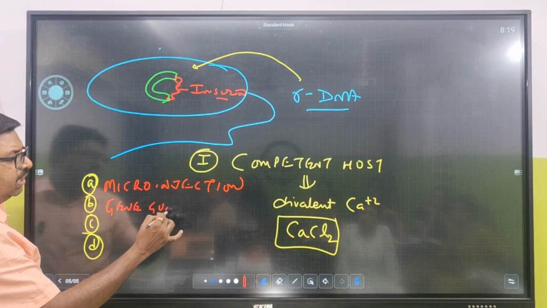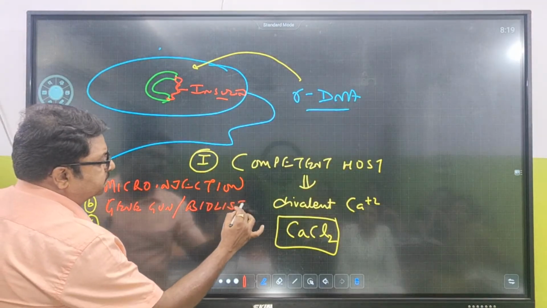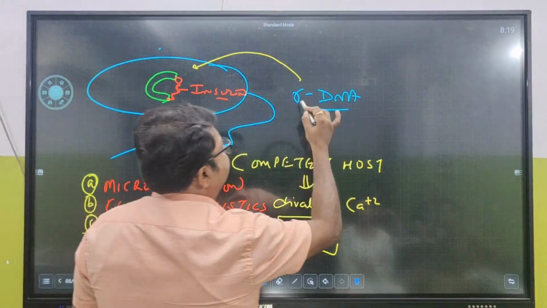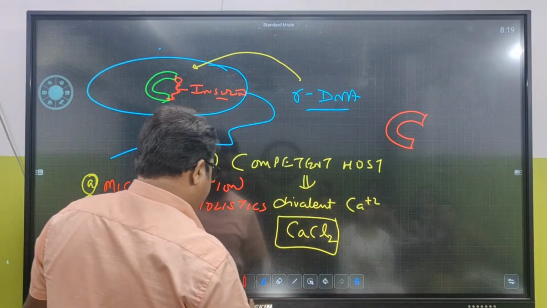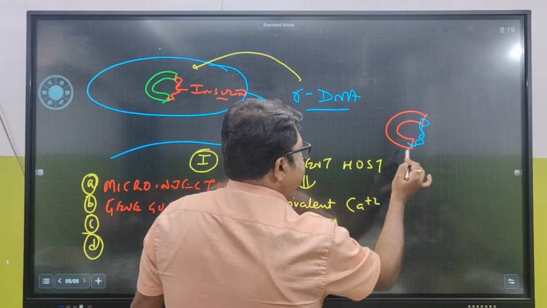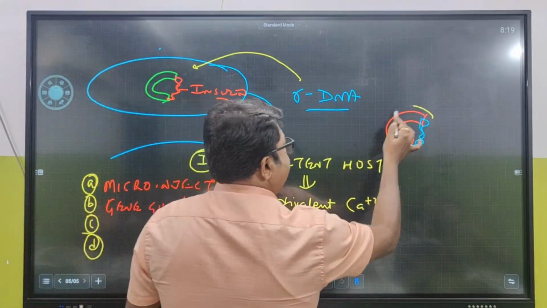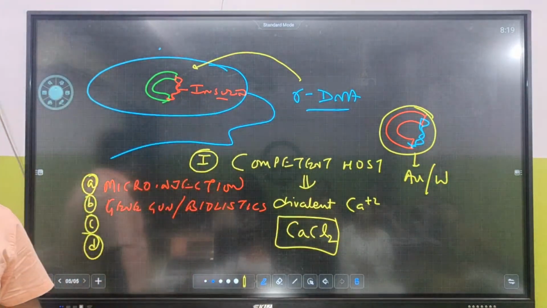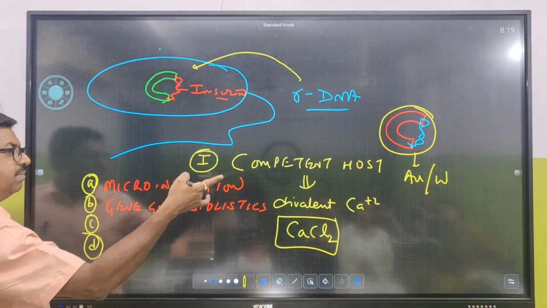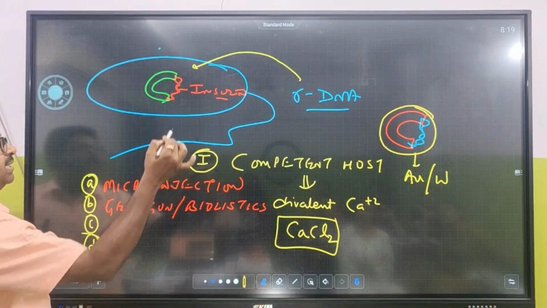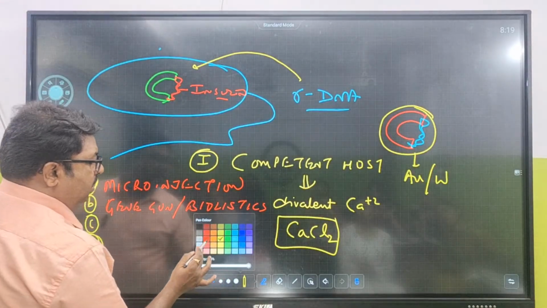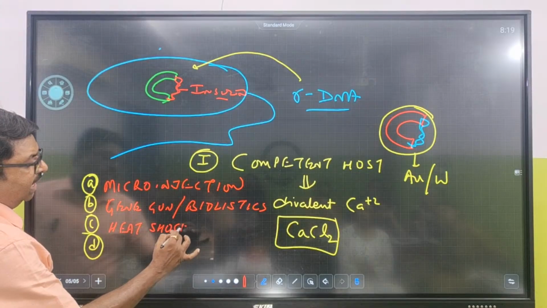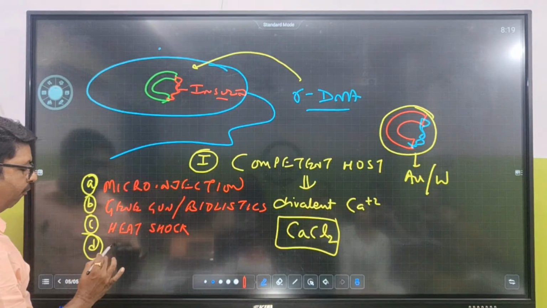Then we have to use gene gun. The next process is gene gun, which is also called biolistics, where we are going to wrap this rDNA with the help of gold or tungsten. So this is the gene of interest, and we need to wrap it with gold, Au, or W, tungsten. Okay? And then this is the gene gun, and we are going to bombard this inside the bacterial cell. And third is heat shock. First inside 42 degrees Celsius, then 0 degrees Celsius, then back into 42 degrees Celsius.